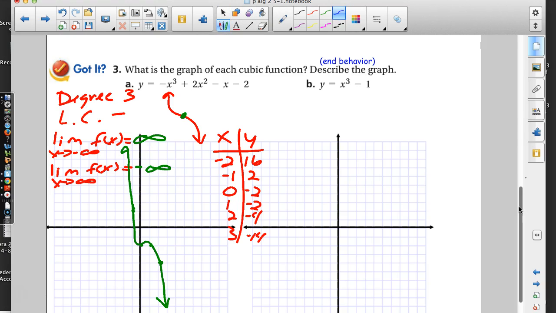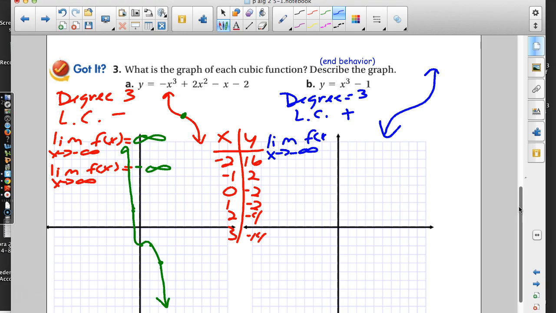All right, let's see here. Y equals x cubed minus 1. What's the degree of that one? 3. Parabola or S-curve? S-curve. Normal one or flipped? Normal. Positive leading coefficient. Here's our normal S-curve. So, limit as x approaches negative infinity, f of x is doing something. Limit as x approaches positive infinity, f of x is doing something. And our job is the something.